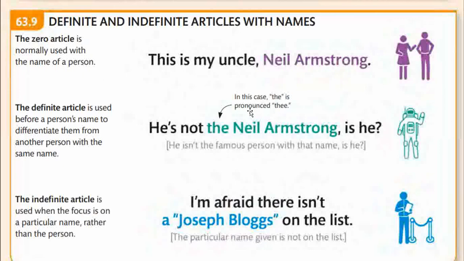The is used for specific cases. In this case, the is used. Why specific? Because he isn't the famous person with that name, is he? So the means famous person. The indefinite article is used when the focus is on a particular name rather than the person. I'm afraid there isn't a Joseph Bloggs on the list. That means there isn't any person by that name. The particular name given is not on the list.